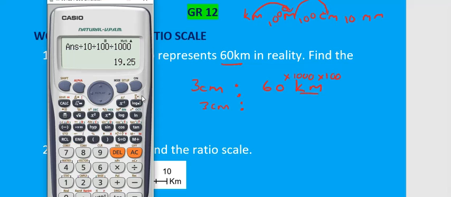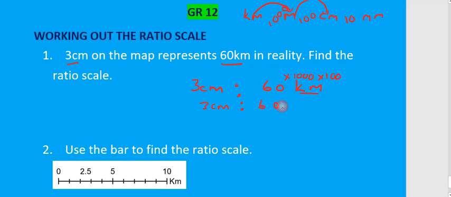So if we convert the 60 kilometers to centimeters, we take 60 and multiply by 1,000, and then by 100, and we get 6 million. All right, so now they are both in centimeters. And once we have both sides in centimeters, we may now simplify to get our ratio scale.